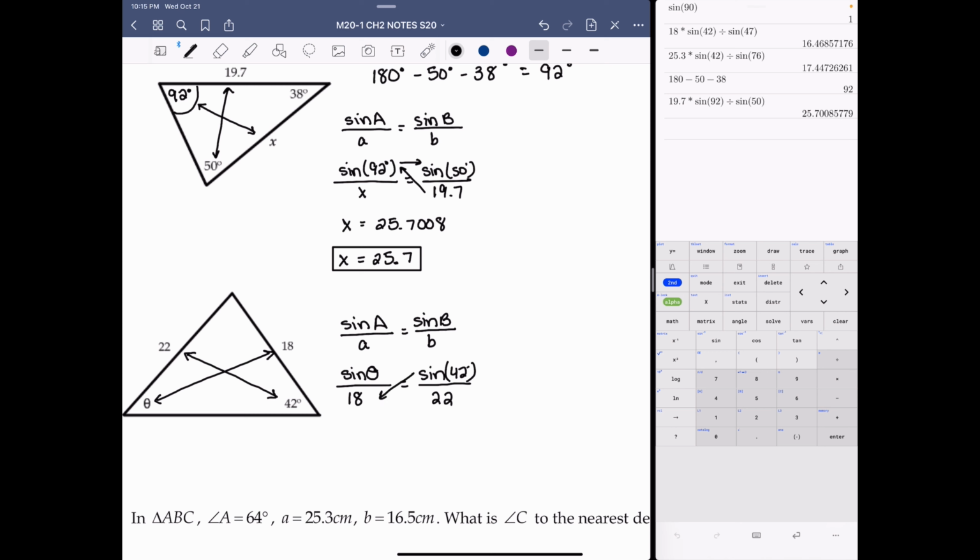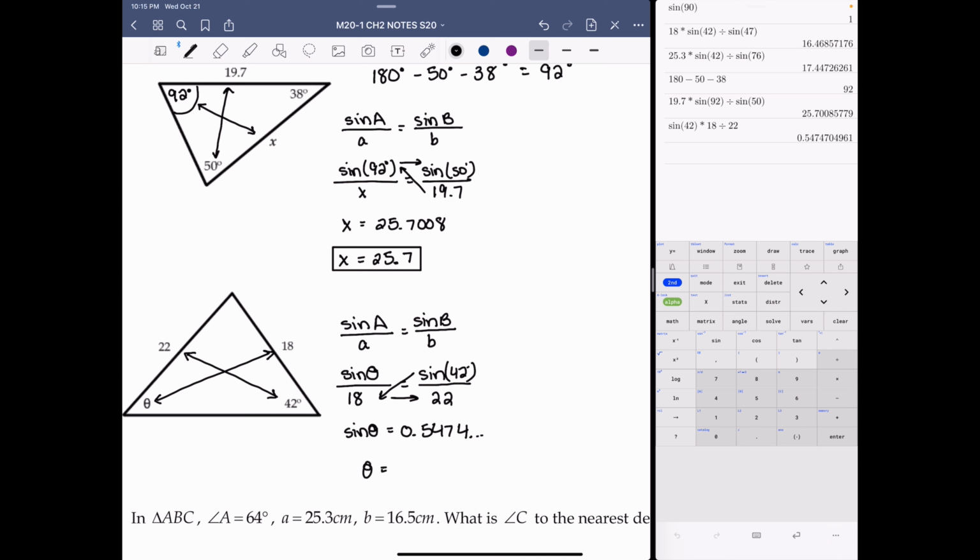Multiply diagonal numbers first, then divide by your third number. This one is sine 42, move out of the brackets, times 18 divided by 22 gives us sine theta equals 0.5474, etc. So this is not the angle. We have to find the angle still. We have sine of the angle is 0.5474.